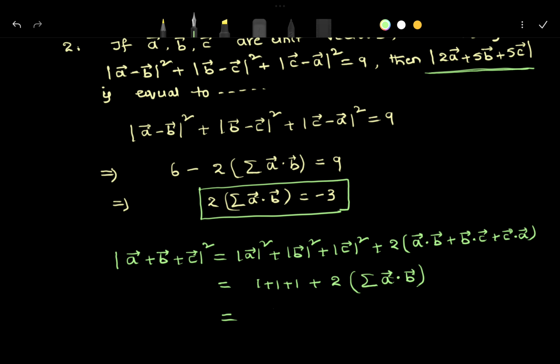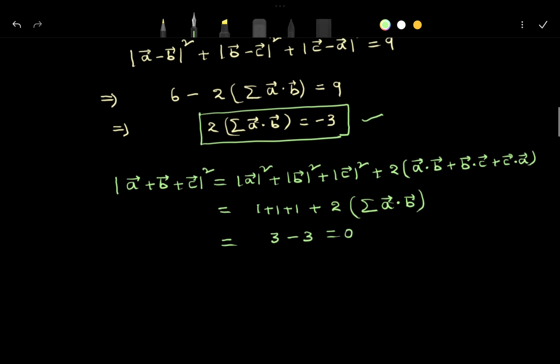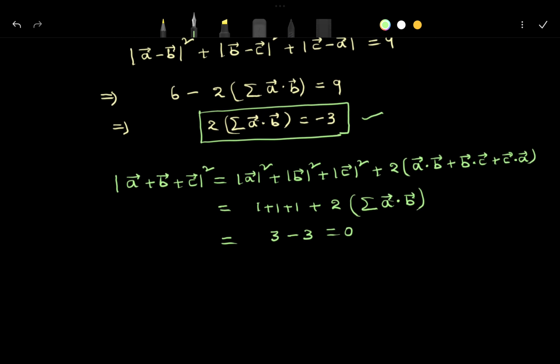Now you can write this value as 3, and from the above result, 2 into sigma a dot b value is minus 3. So this value will be equal to 0. Now here modulus of a bar plus b bar plus c bar whole square is 0, which means, therefore, the conclusion is a bar plus b bar plus c bar is a null vector, that is equal to 0 bar.